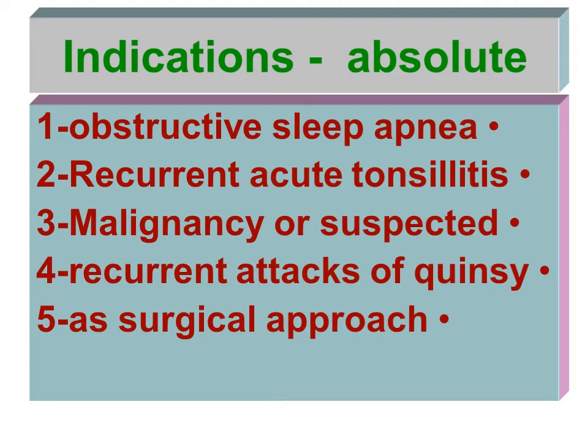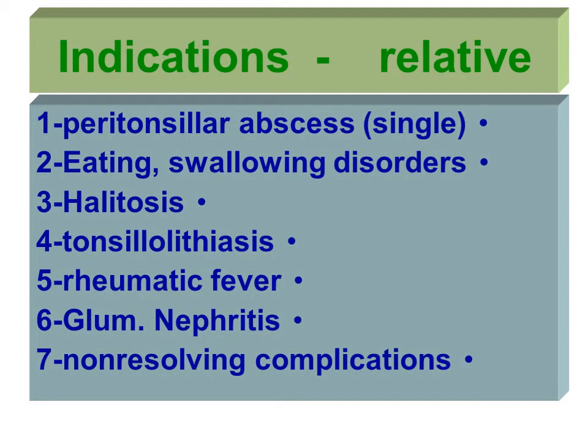Tonsillectomy may also be done to reach other structures, as a surgical approach. For example, in Eagle disease, we have to reach the styloid process. In case of a glossopharyngeal nerve problem, we have to remove the tonsil and reach the nerve, and so on, as a surgical approach to another part.